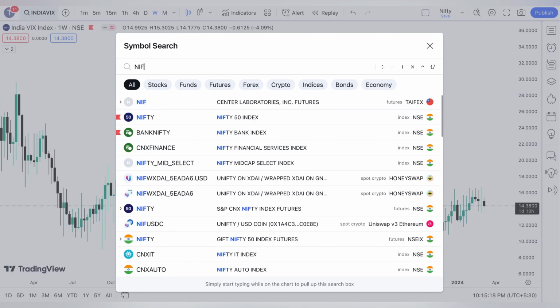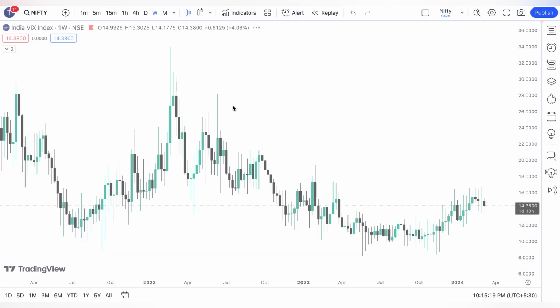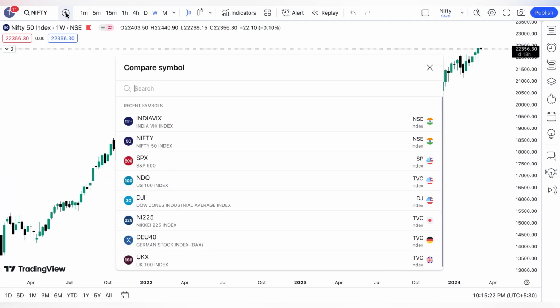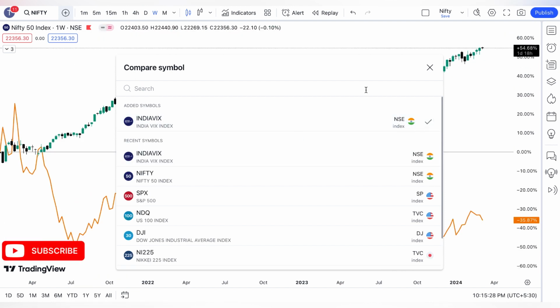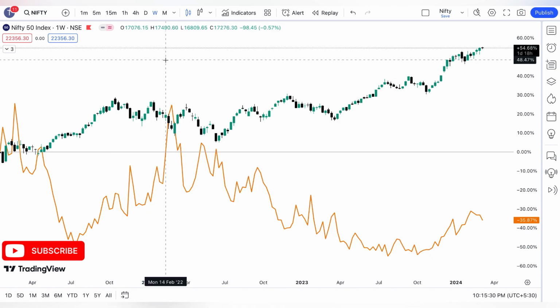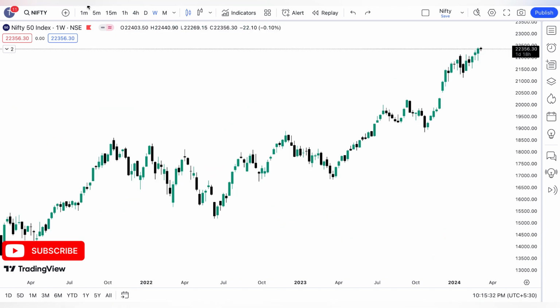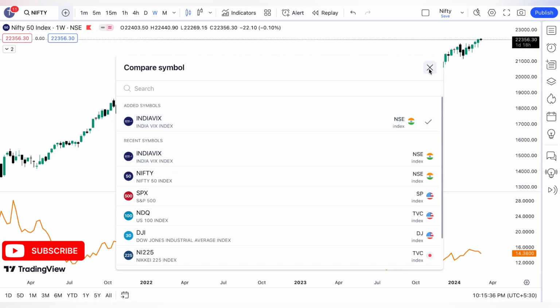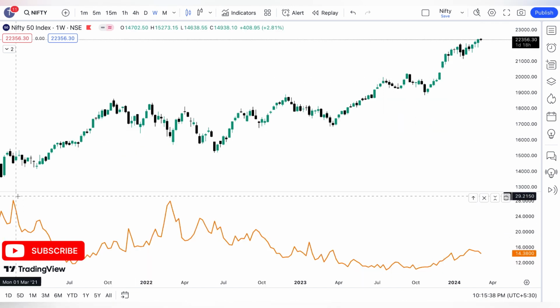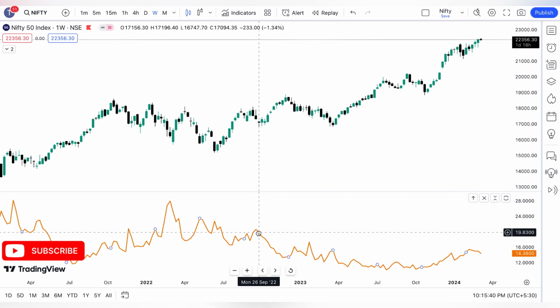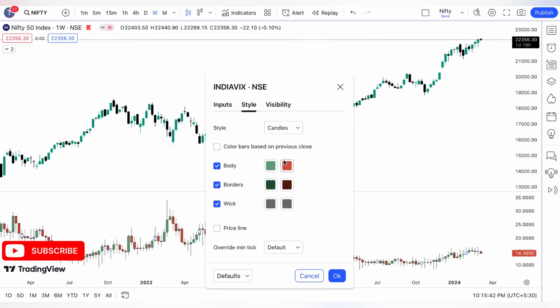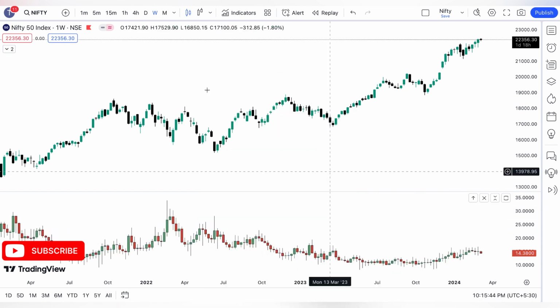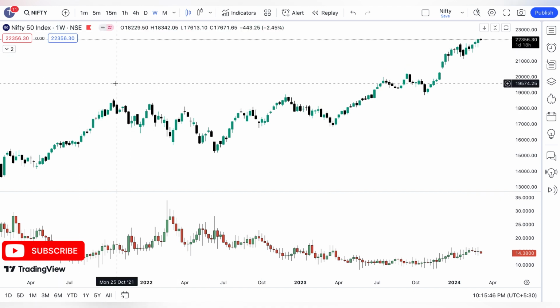So if we go back to Nifty and try to plot, you can do it very easily in TradingView by clicking on this plus symbol and adding the India VIX chart directly to a new pane. I will convert this to a candlestick so that we can relate easily, and this is a weekly chart.